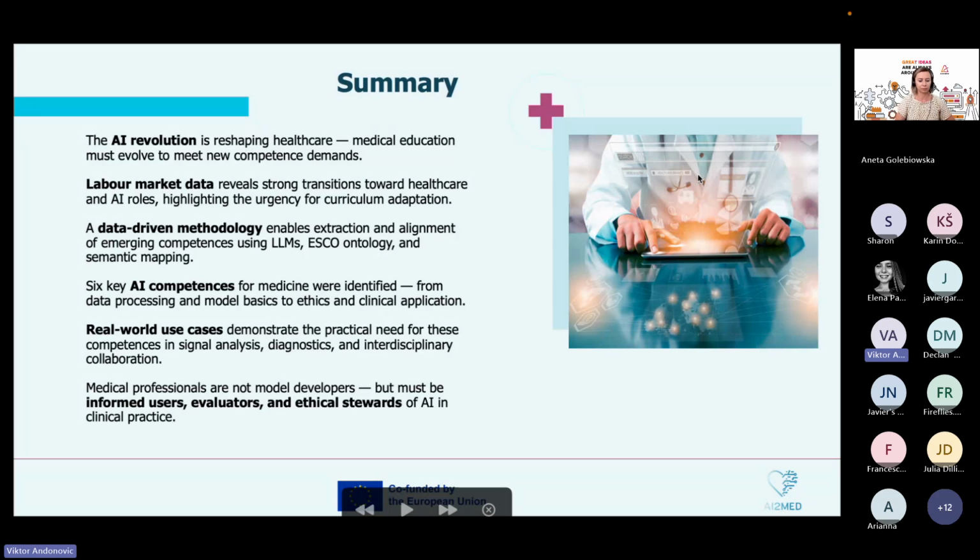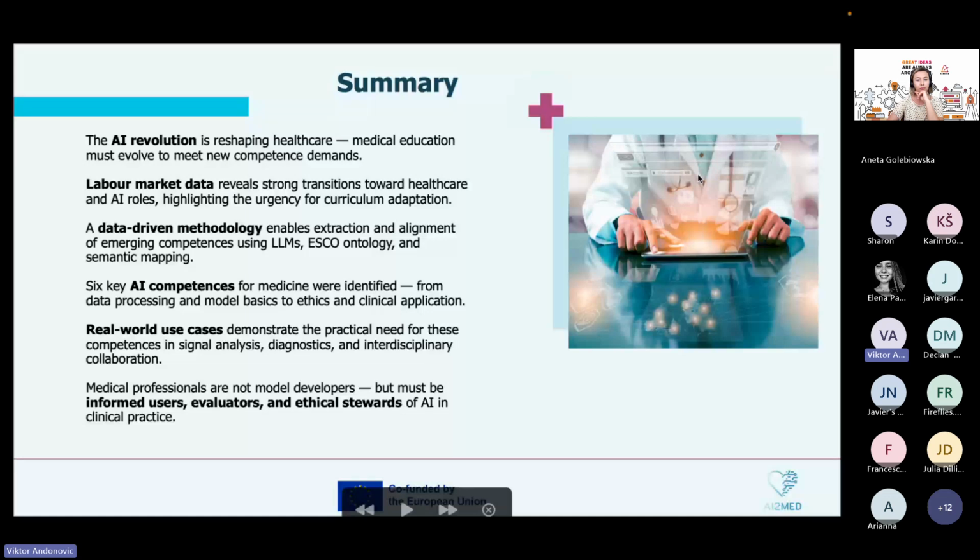One way to do this is through the labor market data. So this was the hypothesis at the beginning, that by using the labor data, we will be able to extract the necessary AI competences, which will be used to enhance the academic curricula. So we saw that the labor market data revealed strong transitions towards healthcare and AI roles, and they highlighted the urgency for curriculum adaptation.